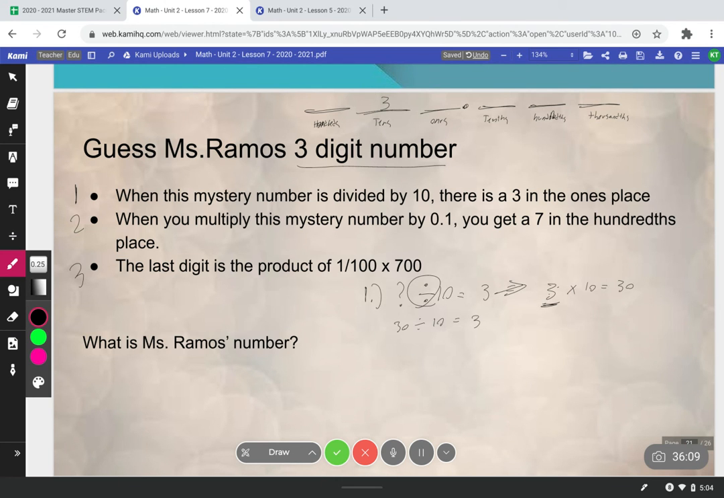Okay, let's go on to clue number 2. When you multiply this mystery number by 1/10, you get 7 in the hundreds place. So that is telling me when I have a mystery number multiplied by 1/10, I get 7 hundredths. Okay.